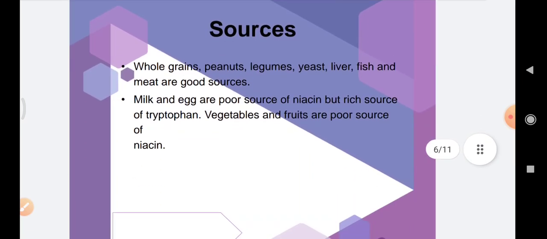Now, what are the sources? Whole grains, peanuts, legumes, yeast, liver, fish, and meat are the good sources. Milk and egg are poor sources of niacin but rich sources of tryptophan. Tryptophan is the amino acid which is required in the synthesis of this vitamin. Vegetables and fruits are poor sources of niacin.